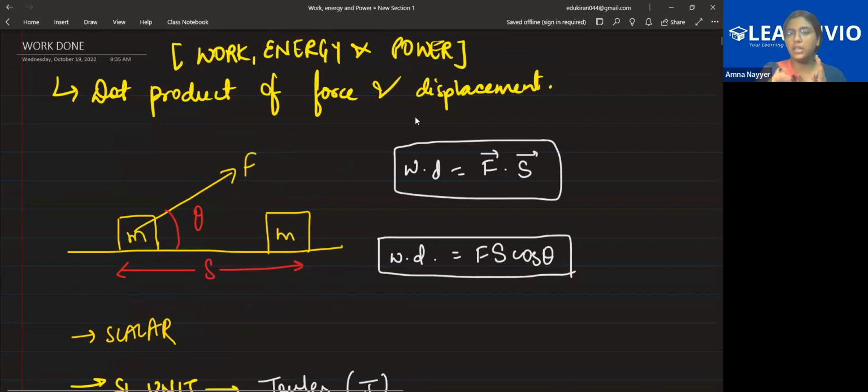What is work done? Did you understand? Whatever is the amount of force required to displace a body, that is called the work done. The amount of force which is required to displace a body. Write it till here. Any queries? Ask me. Write it till here first.